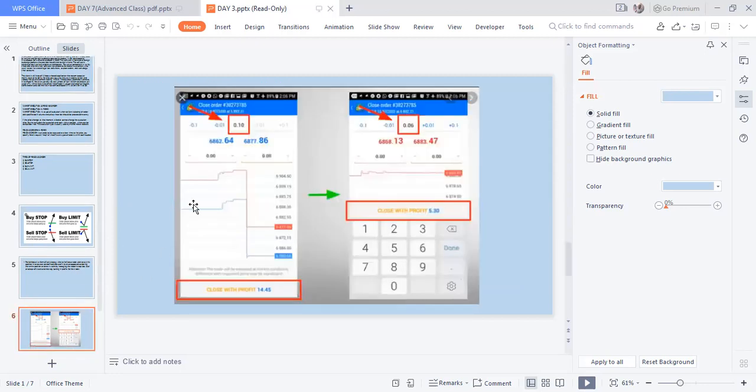Now, what we'll be doing next will be partial closing. Don't worry, I'll drop this PDF for you. What exactly is partial closing?